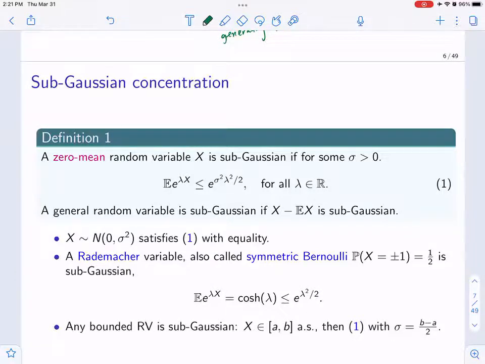But then what if the random variable is not zero mean? You can just say a general random variable is subgaussian if the centered version satisfies this. Okay, so we can have subgaussian random variables that have non-zero mean. Some authors assume subgaussianity means zero mean. Again, just watch out. Most people now just recognize that subgaussianity can be general.